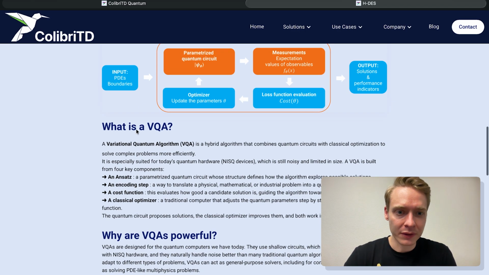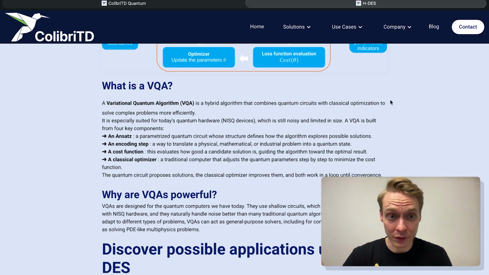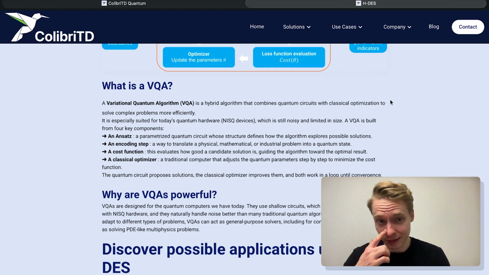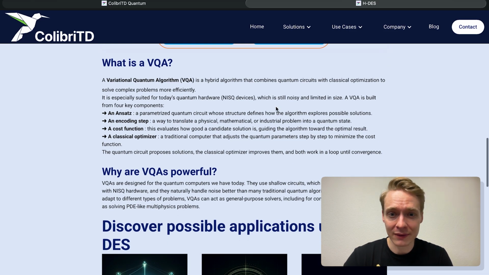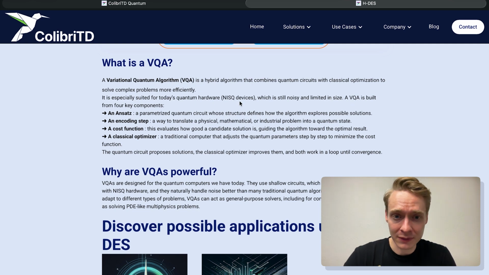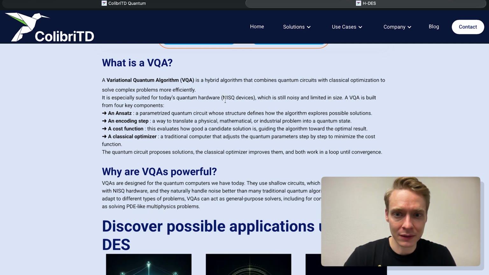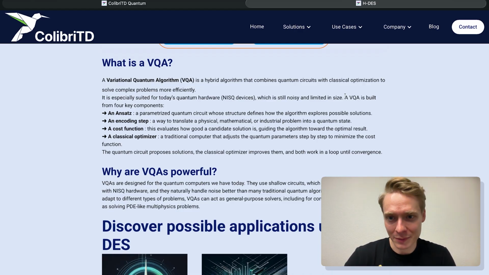So what is a VQA? Quickly going through that. A variational quantum algorithm is a hybrid algorithm that combines quantum circuits with classical optimization to solve complex problems more efficiently. This is especially suited for today's quantum hardware, NISQ devices, which are still noisy and limited in size. So NISQ is noisy intermediate-scale quantum devices, I think. So noisy and limited in size.